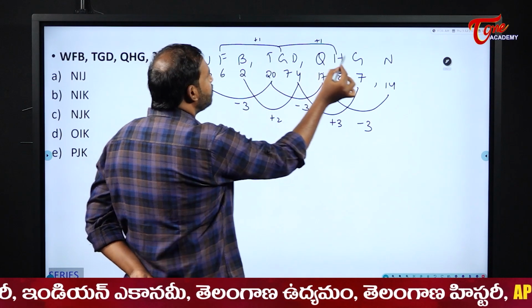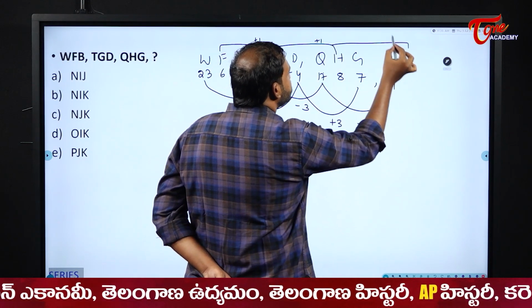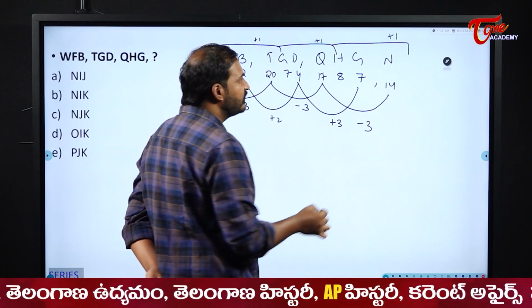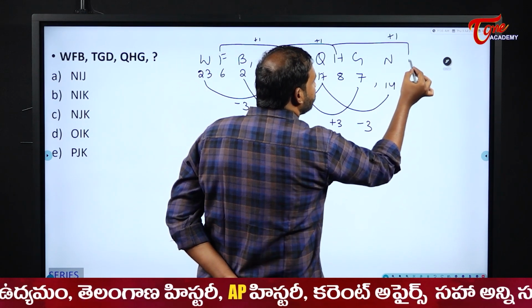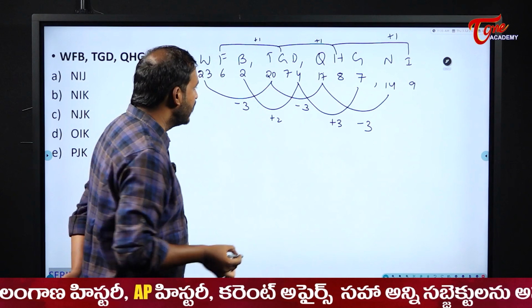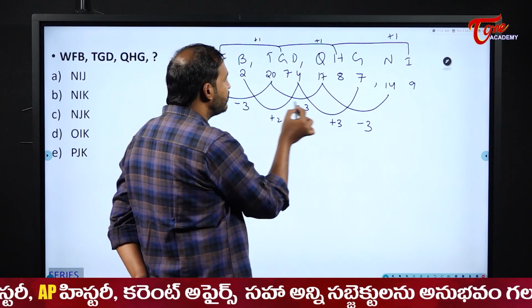What is happening with the second one? Plus 1, plus 1, plus 1, right? So H plus 1, that is 8 plus 1, it becomes 9. So what is the ninth alphabet for us? I. And then next, see the third one, it is in the incremental order.